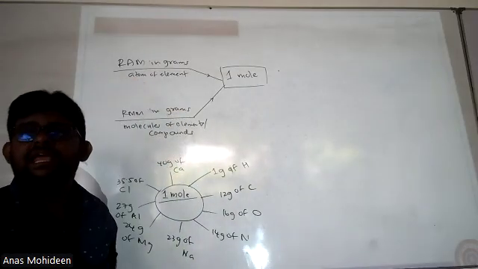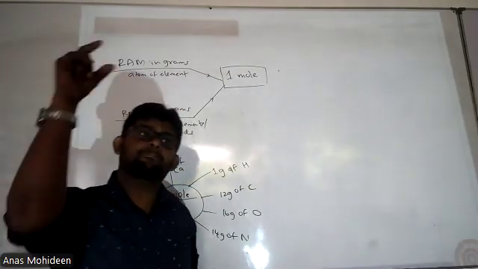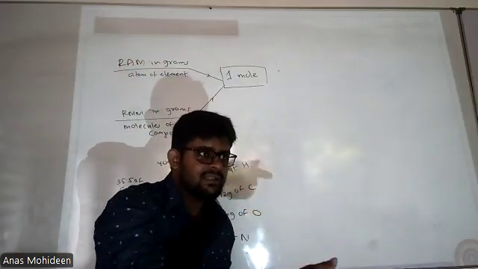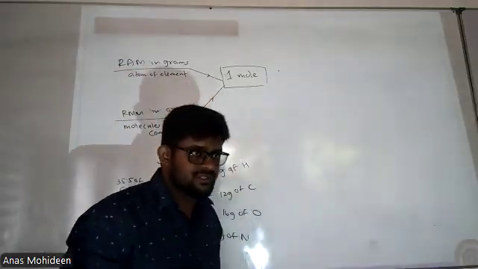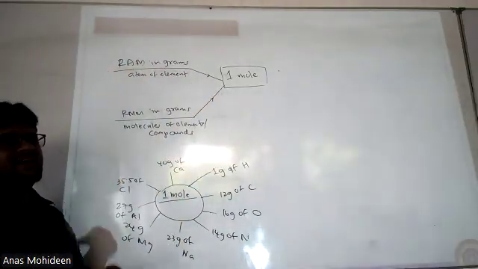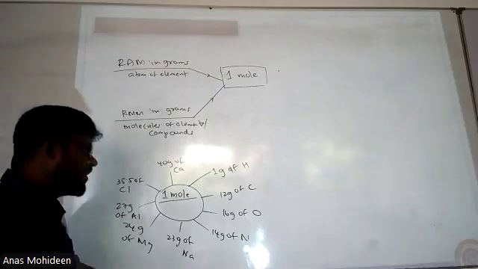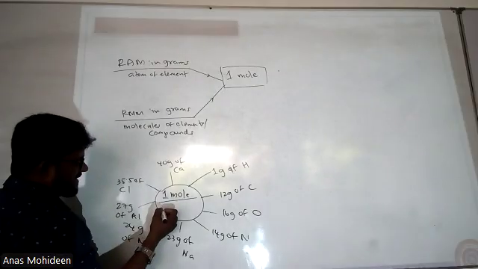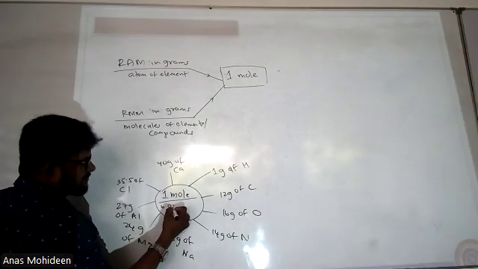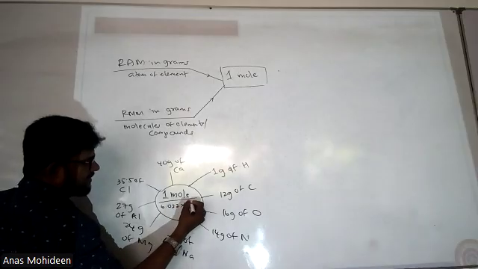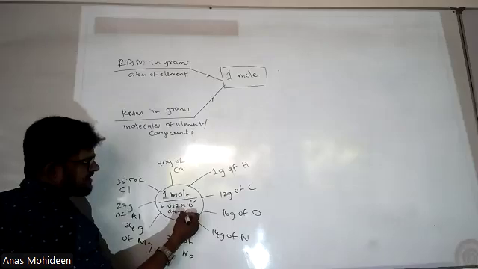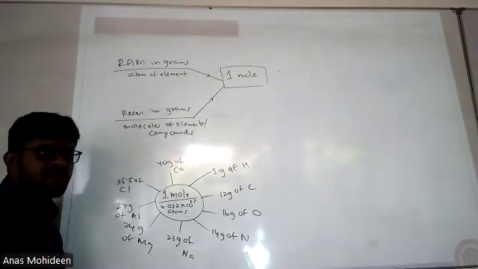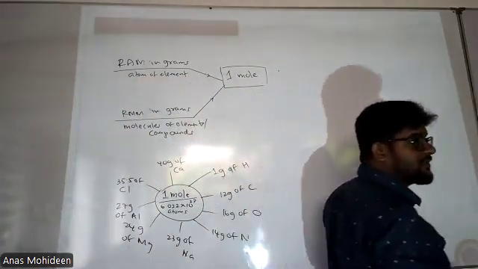So you see, in that grams, how many particles are there? This particle number is constant. This constant number is termed as Avogadro's constant. And how much is this Avogadro's constant? It says that 6.022 into 10 to the power 23 atoms are there. How many atoms are there? 6.022 into 10 to the power 23 atoms are there.